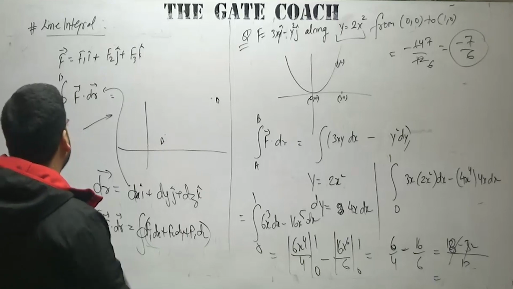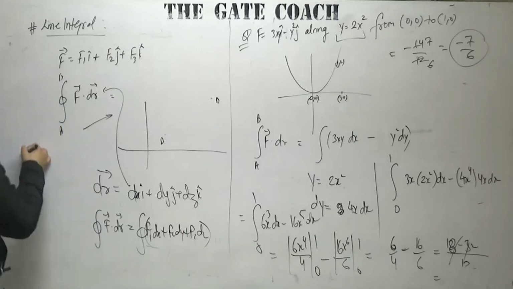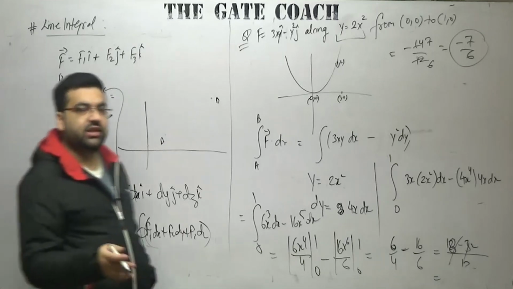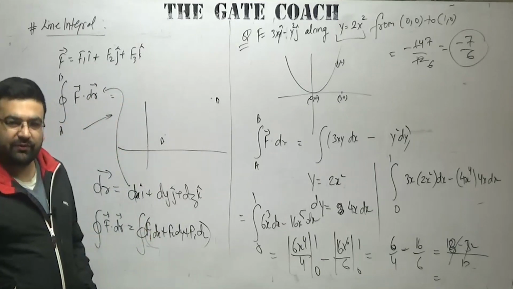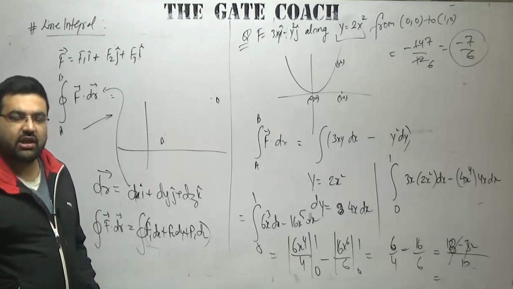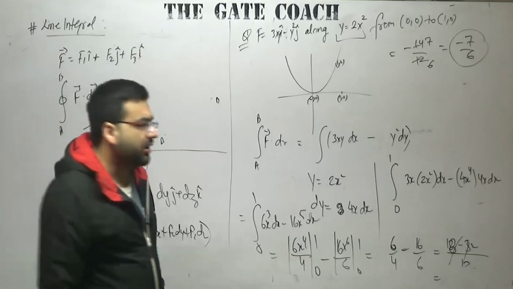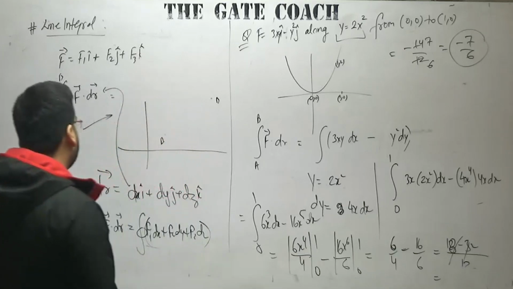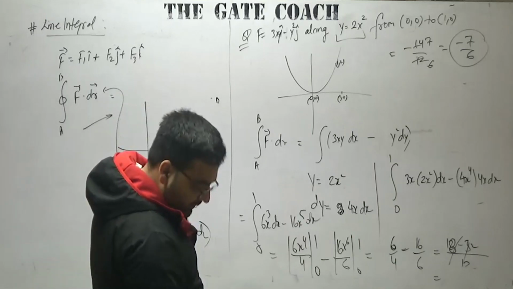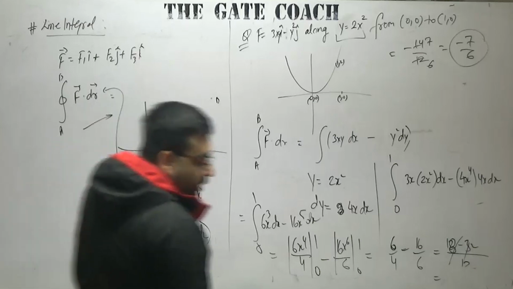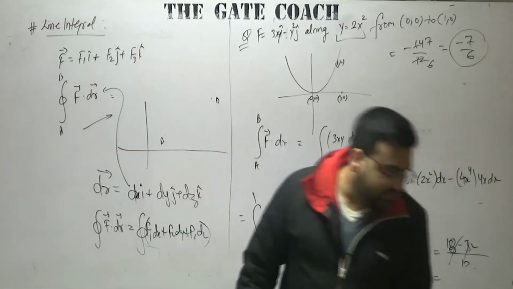Okay. So now what is the trick to solve the line integral? And not just line integral, even in the surface integral and volume integral, the only trick is that you convert everything into one variable. Whatever you feel is much easier, you convert everything into that variable. That will be a very easy step for you. Otherwise, it will be very difficult, right? Yes, Bunty, minus 7 by 6 is the correct answer. Very good.